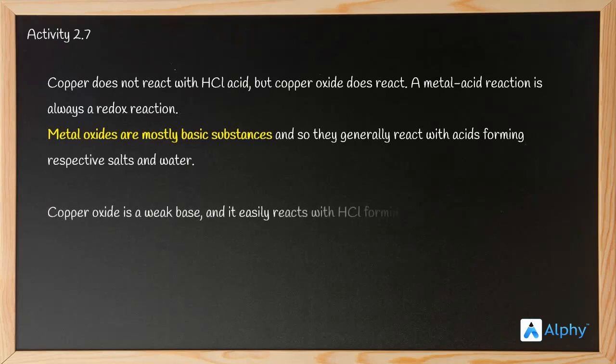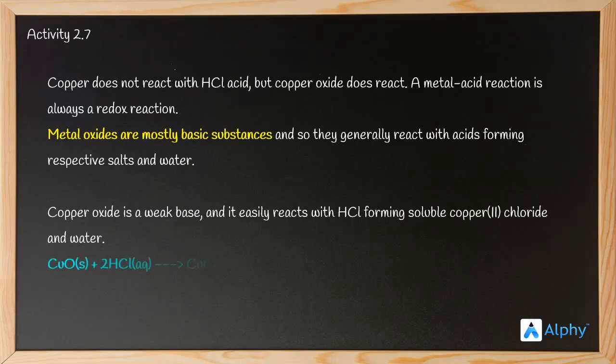Copper oxide is a weak base and it easily reacts with HCl, or hydrochloric acid, forming soluble copper chloride and water. Okay, so over here copper oxide is a weak base, which means it is basic in nature. Hydrochloric acid, we have taken here dilute hydrochloric acid, right, which is again an acid for us. And what forms over here is soluble copper chloride. Now here copper chloride is a salt which is formed by the reaction of a weak base and a dilute acid, right? And along with the formation of soluble copper chloride, we also get a byproduct, water.